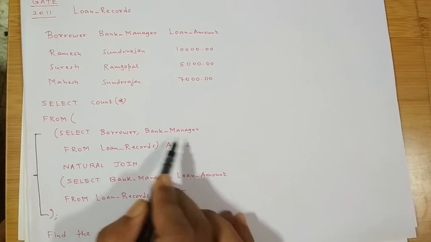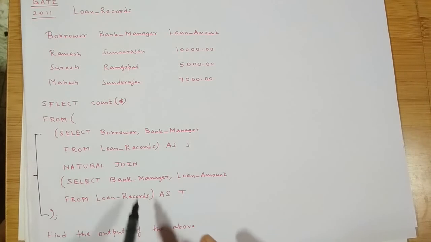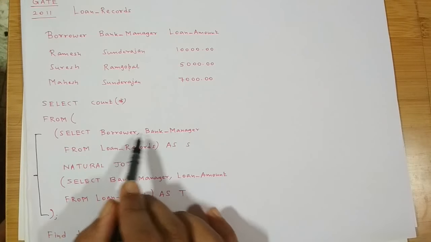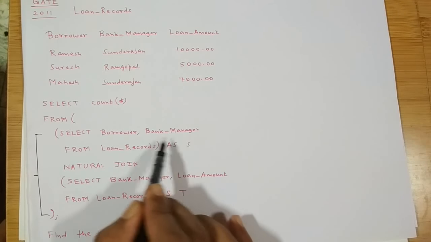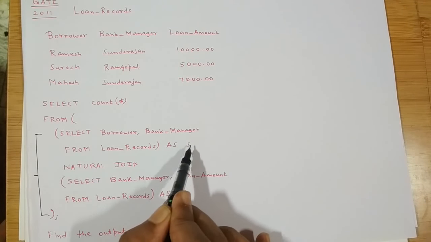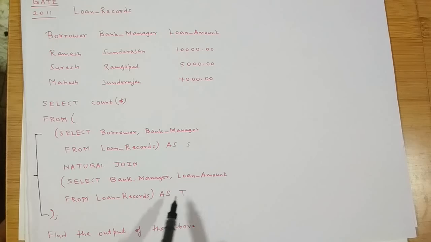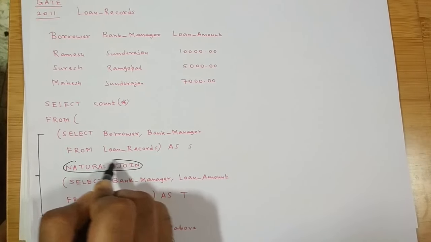Now let's understand the inner query first. Even in the inner query, we find that there are two more queries. Select borrower, bank manager from loan records as S. So we will have a temporary relation by the name of S. Similarly, we'll have a temporary relation by the name of T, and we'll perform a natural join.